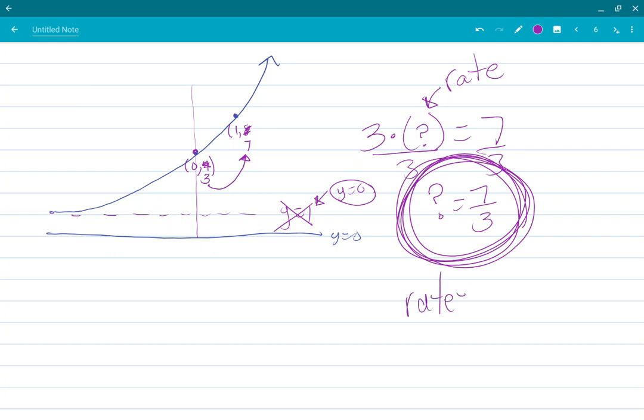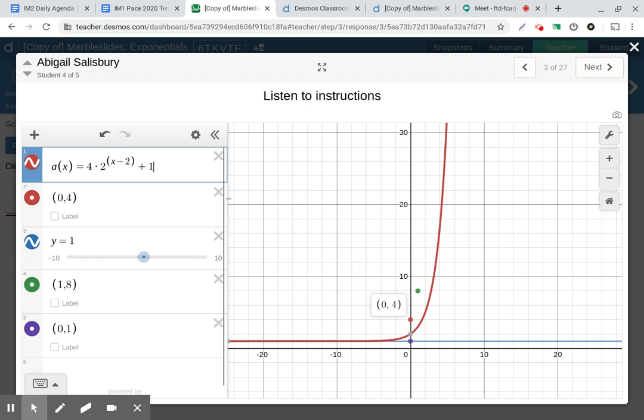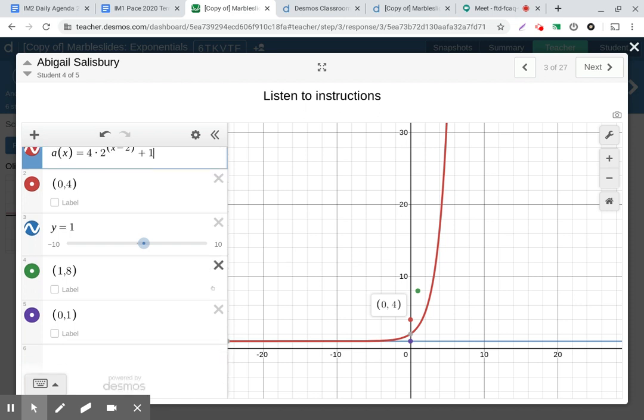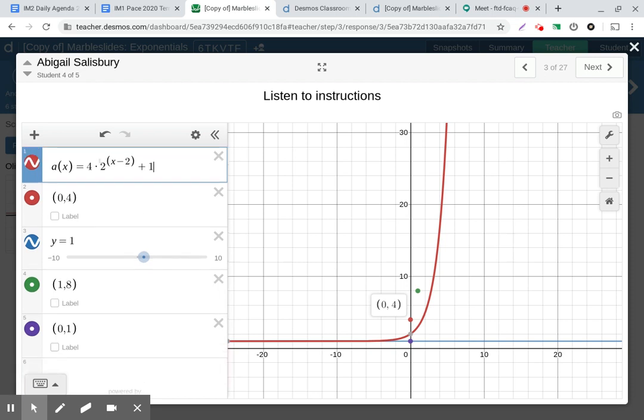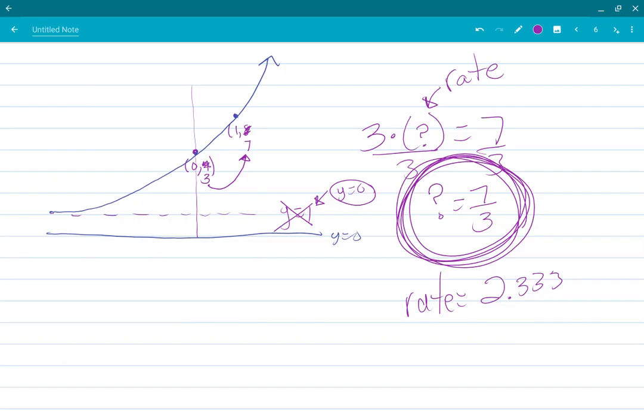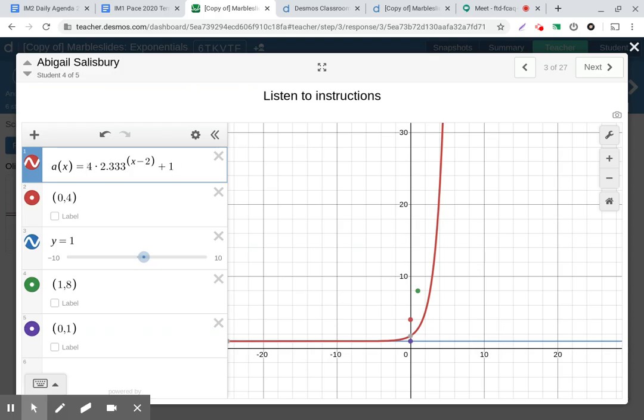Oh, I don't know. It's actually 2.333. Okay, all right. Now watch my screen. Watch. I'm going to erase. So the rate is not 2, it's 2.333, and the starting number was what? 3. Watch. And then it's plus 1. But I have the x minus 2. Oh, got it. We don't need that. Thank you. I did not catch that.